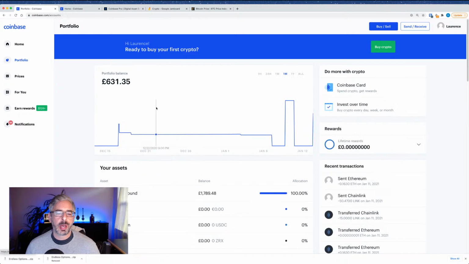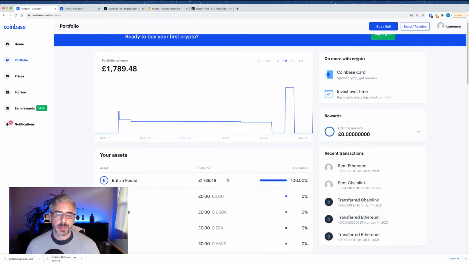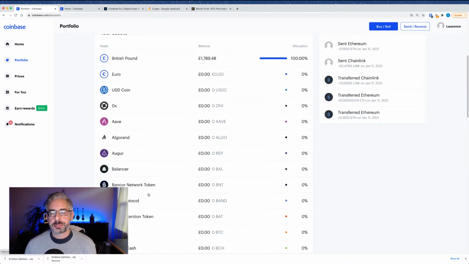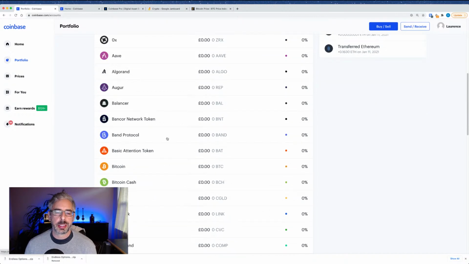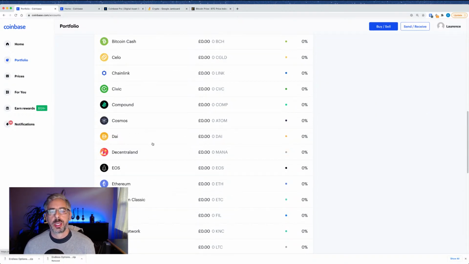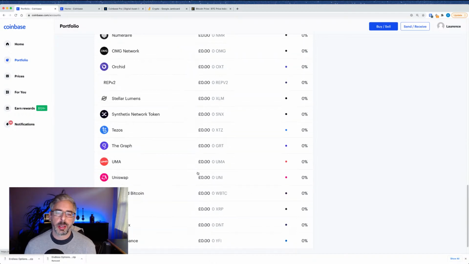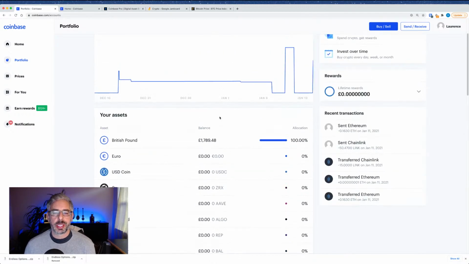So here, even though you don't have a portfolio, yours will say 0. Mine says £1,789. But if you have any coins held on this platform, these are all going to be listed down here. All the different coins that Coinbase offers trading on are here. But I don't have any in this account. I have another account that I moved everything to. But this is how you deposit coins.